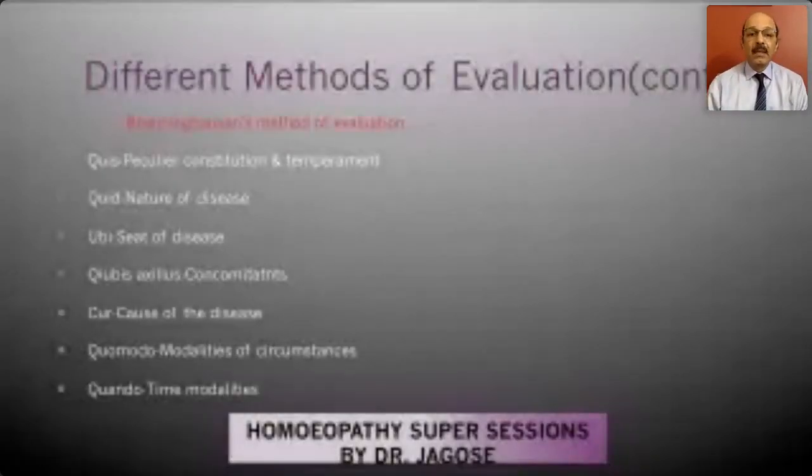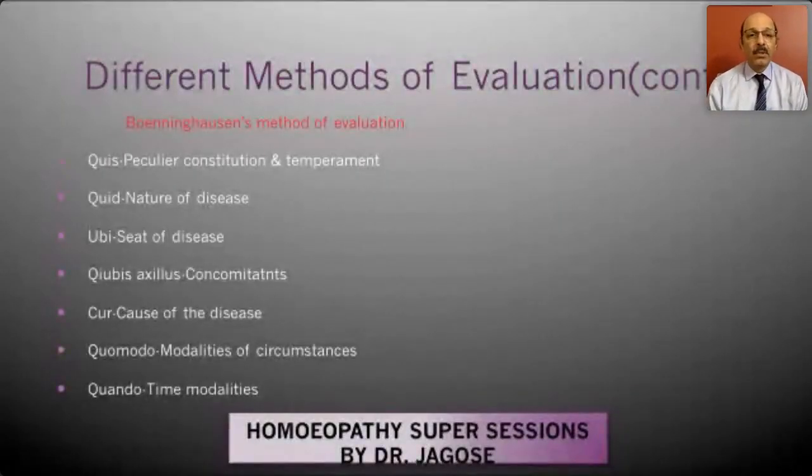Now, Boenninghausen's method, as you all know, he gave importance to quis, quid, ubi, quibus auxiliis, cur, quomodo, and quando, meaning peculiar constitution and temperament. So that is very important according to Boenninghausen's method: the constitution, temperament, the nature of the disease, acute disease, chronic disease, the seat of the disease, that is the location, the concomitants, if any, that is very important.